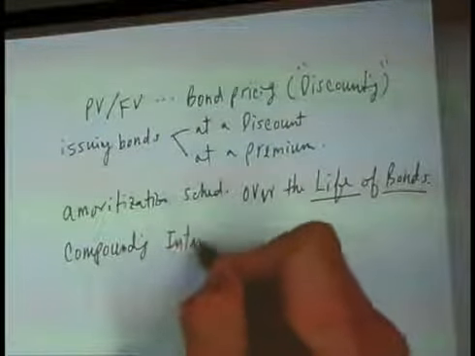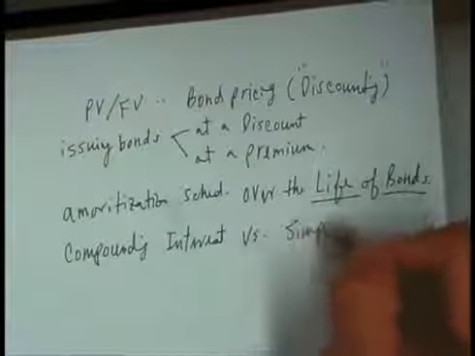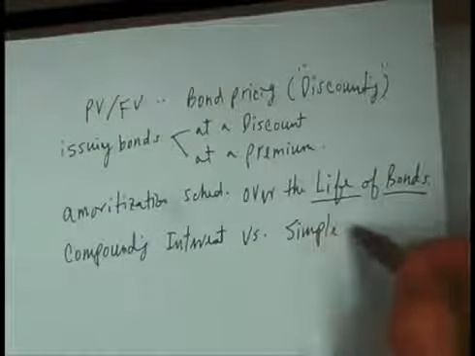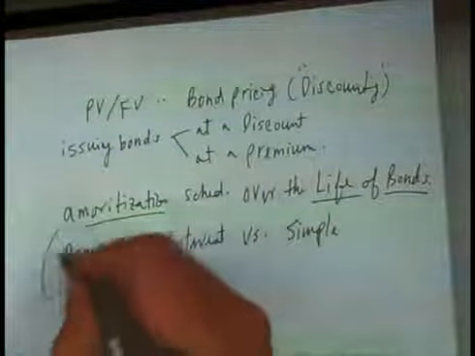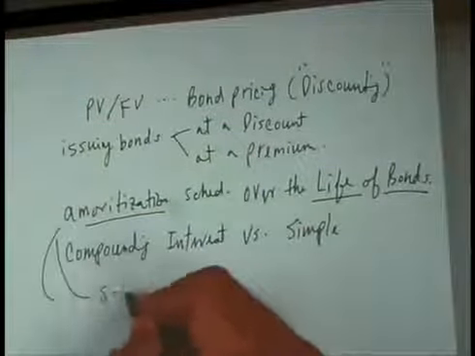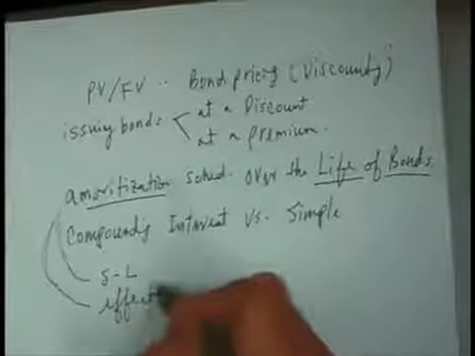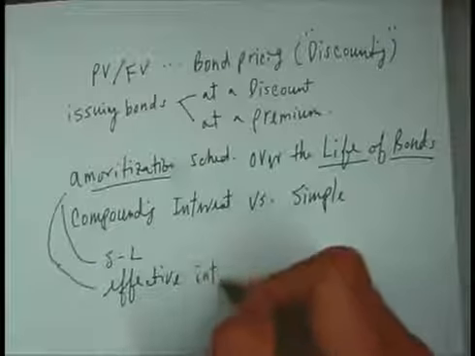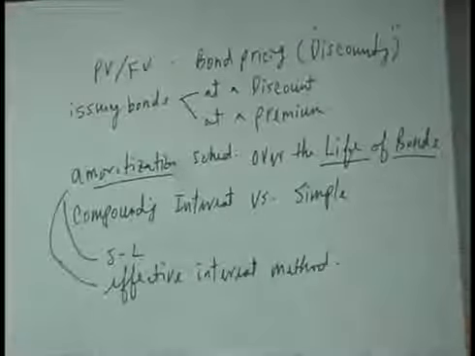interest versus simple interest works. Because when I'm doing an amortization schedule, I will do two different ways. One is the straight line amortization. The other one is the effective interest method. Your textbook talked about both.